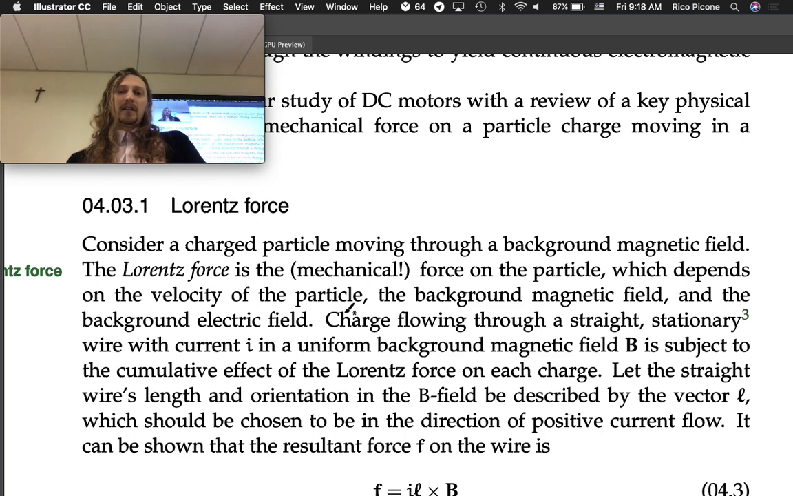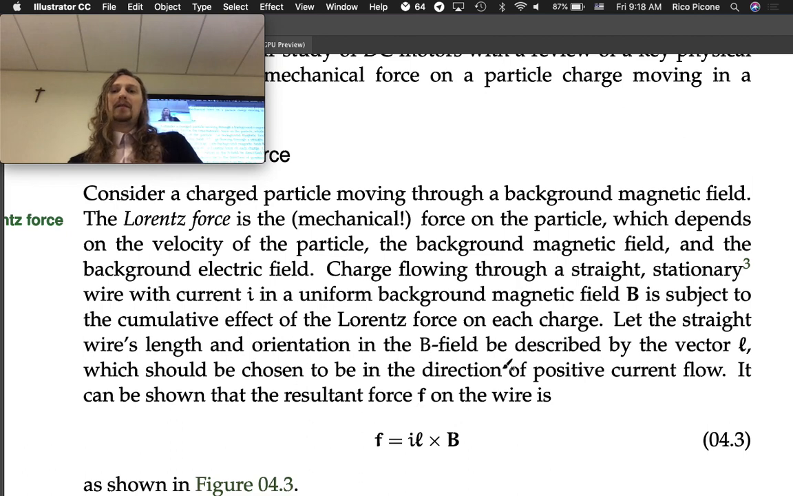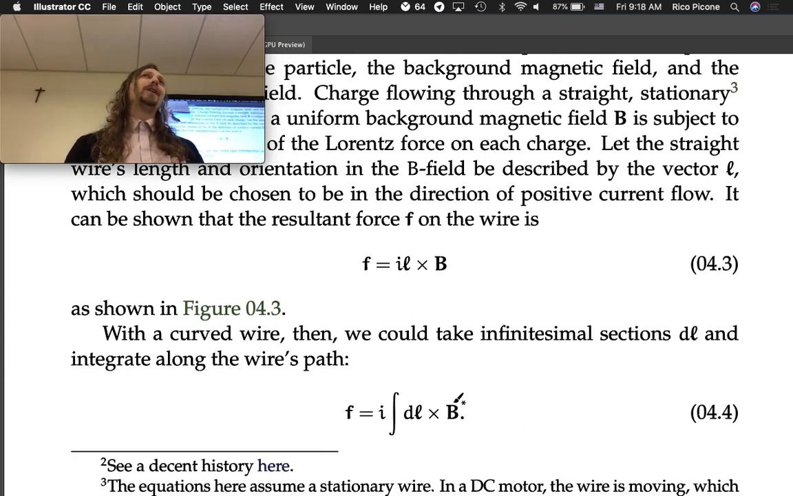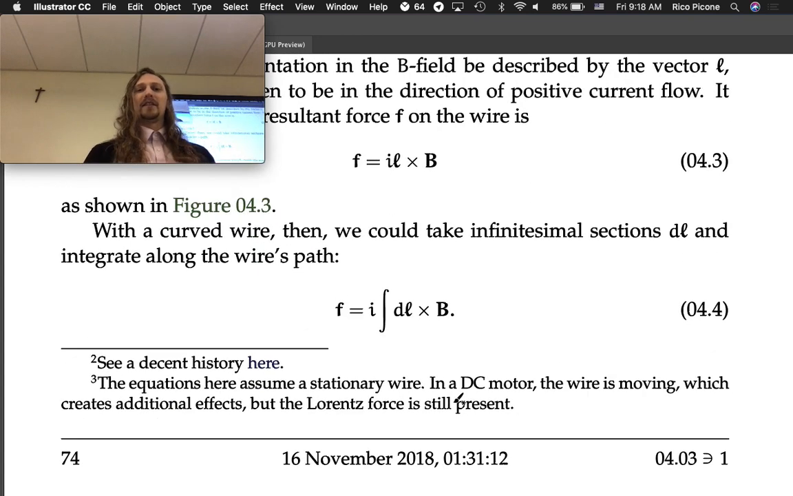So let the straight wire's length and orientation in the B field be described by the vector L, which should be chosen to be in the direction of positive current flow. It can be shown that the resultant force on the wire is I, the current, times the cross product of L and B, the background magnetic field. I'm confident that you guys have seen this equation before in your physics class, or at least a version of it. It might have been a scalar version of it, but it was definitely something like this equation.